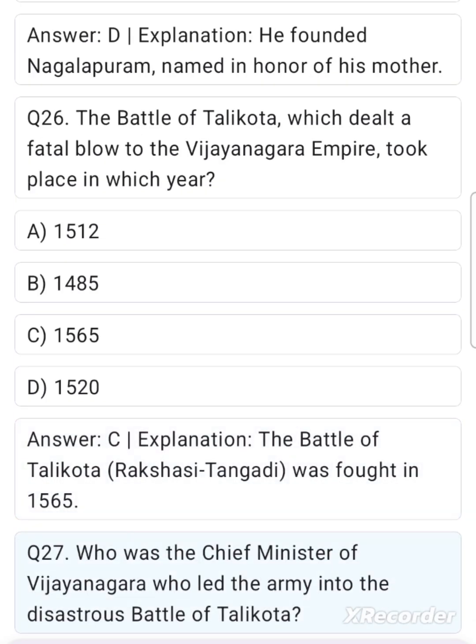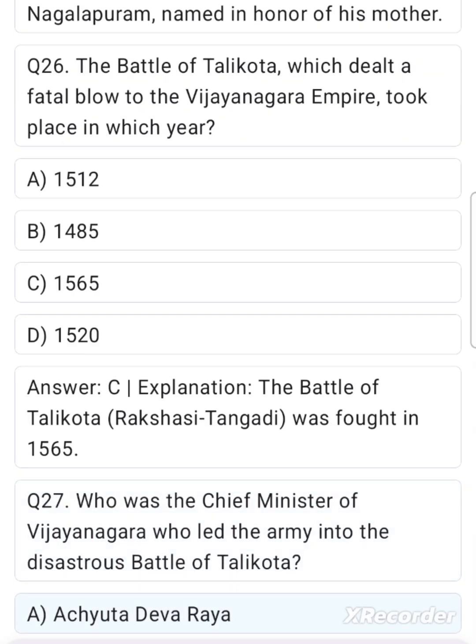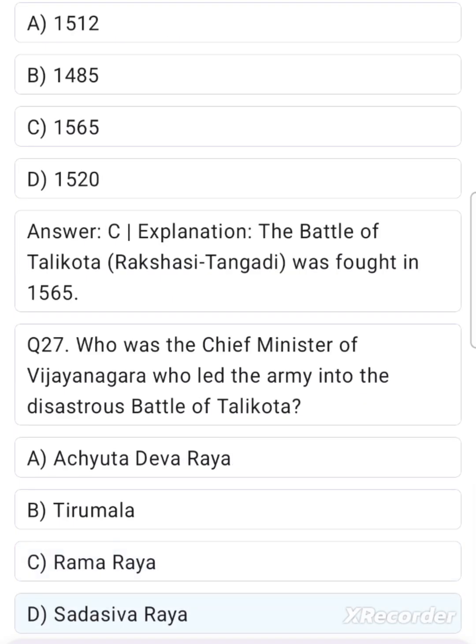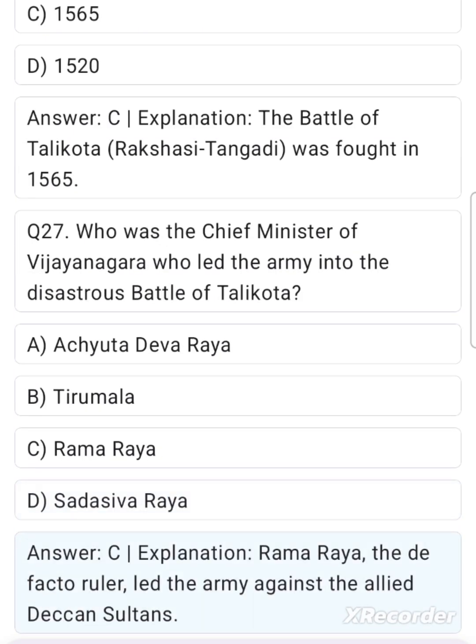Q27. Who was the chief minister of Vijayanagara who led the army into the disastrous Battle of Talikota? A. Achyuta Deva Raya. B. Tirumala. C. Rama Raya. D. Sadashiva Raya. Answer. C. Explanation. Rama Raya, the de facto ruler, led the army against the allied Deccan Sultans.